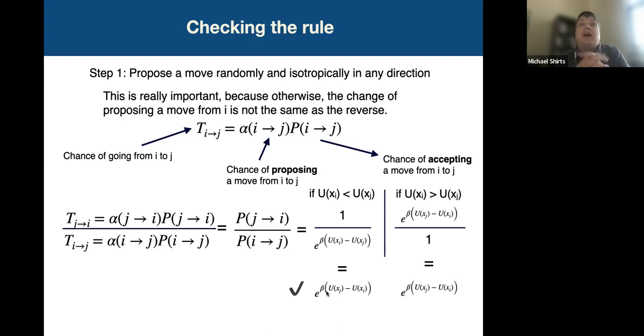Now, I means the old, so that's a great question. I means the old and J means the new. Depends. On the numerator, J is the old and I is the new. In the denominator, I is the old and J is the new. The arrow tells you which one. The arrow tells you where you're going.